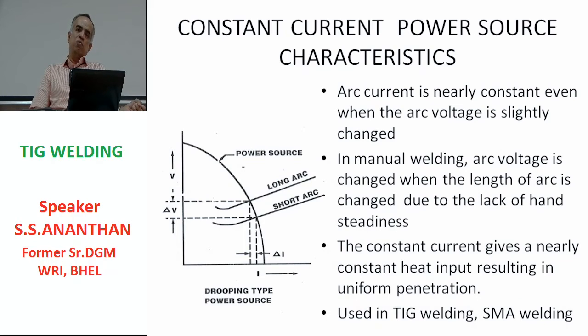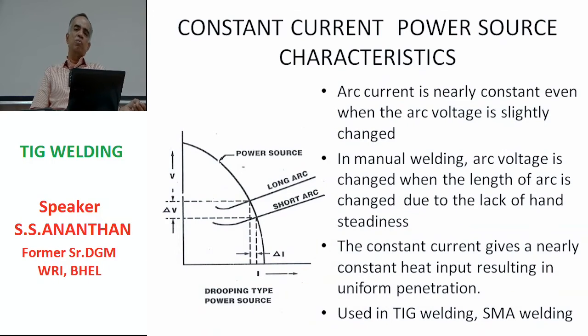So assuming argon is being used, where the arc voltage is in the order of 10 to 12 volts is quite normal. What happens is that the arc voltage shifts according to the arc length maintained by the welder. So even if there is a variation of a few volts, 1 or 2 volts, the arc current really cannot change. As you can see in the picture, a delta V of higher value really leads to a change in delta I of very small value.